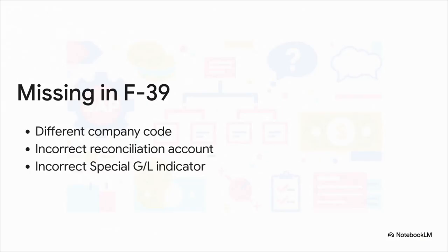Here's another classic one. An advance gets posted, but it's just completely invisible in the F39 clearing screen. The user can't find it anywhere. When that happens, immediately check the 3 usual suspects. Was it posted in a different company code? Is the alternative reconciliation account incorrect? Or did someone use the wrong special GL indicator and accidentally omit that crucial A?